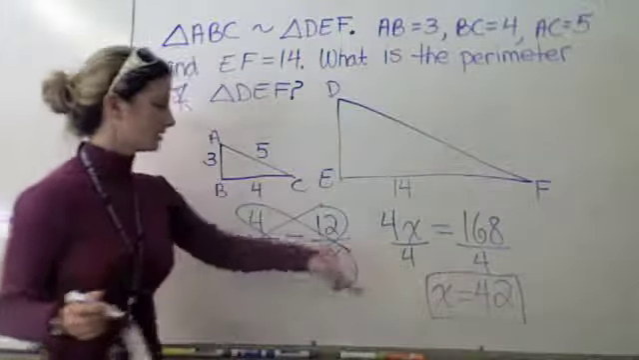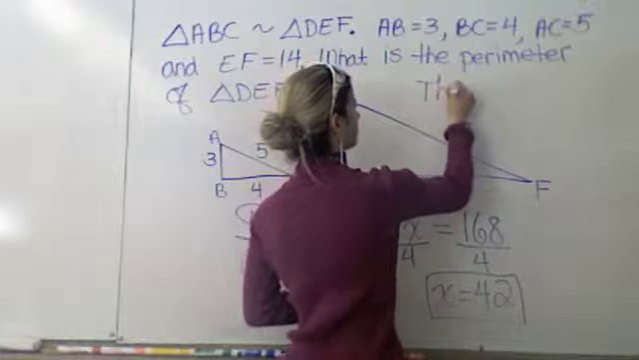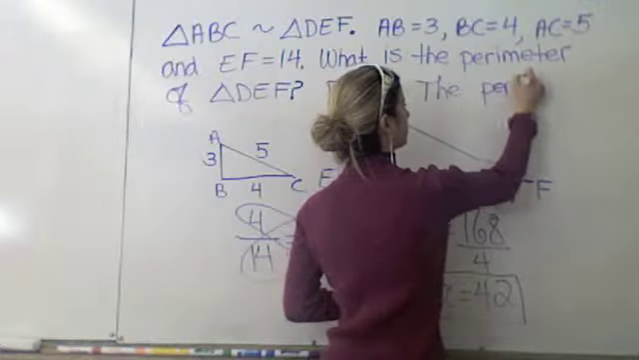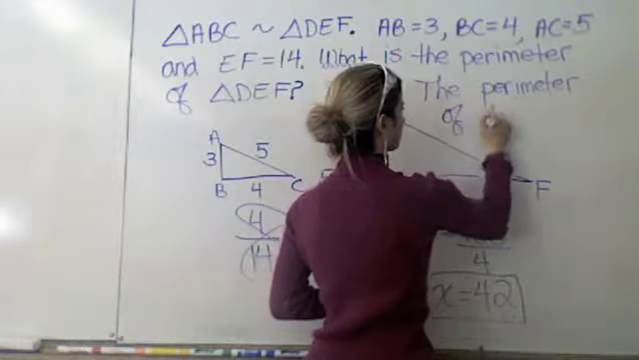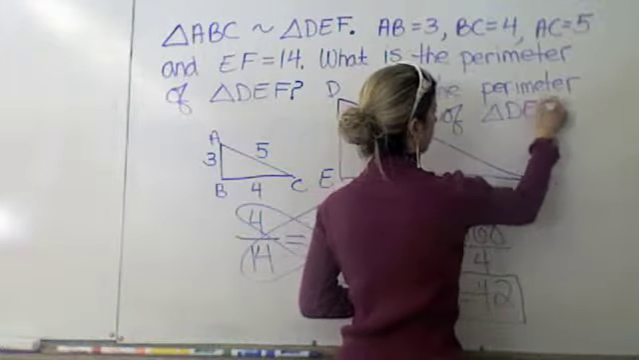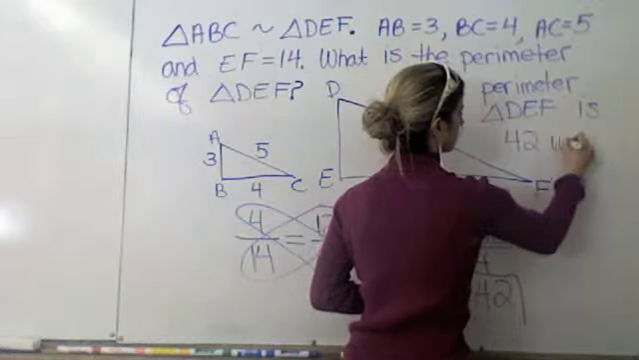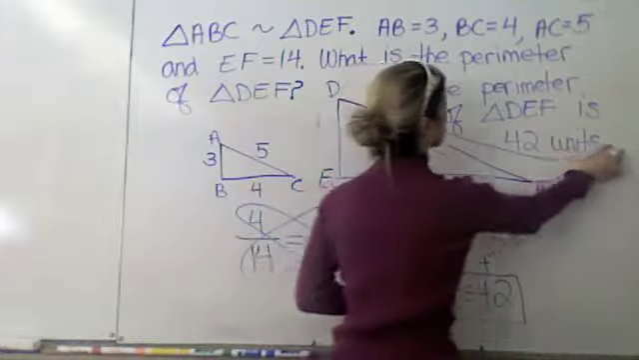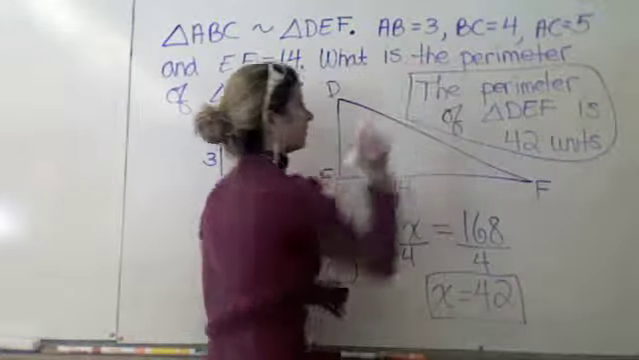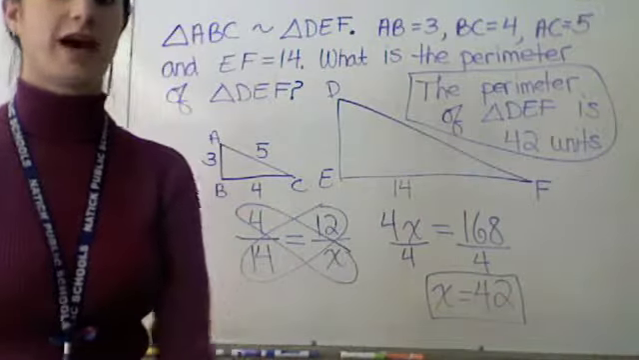So now somewhere we need to say, well, x is actually the perimeter, so I'd write up here the perimeter of triangle DEF is 42 units. Okay? And then I would just kind of box your answer right there, or circle it, or whatever you need to do. All right? So there is your example of category number 3.